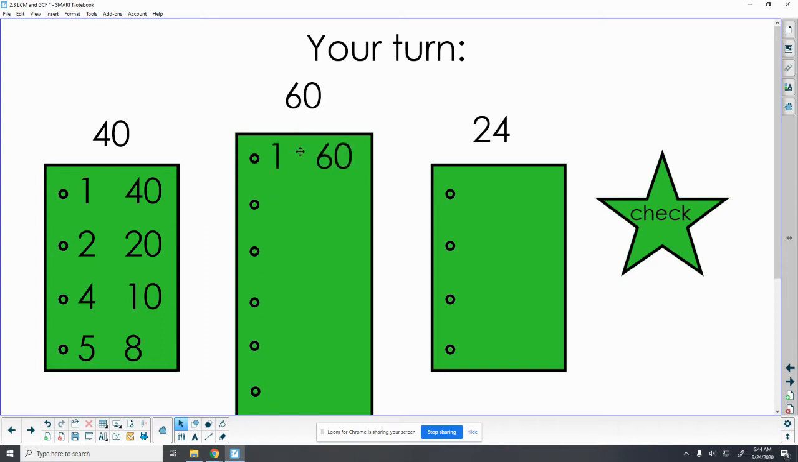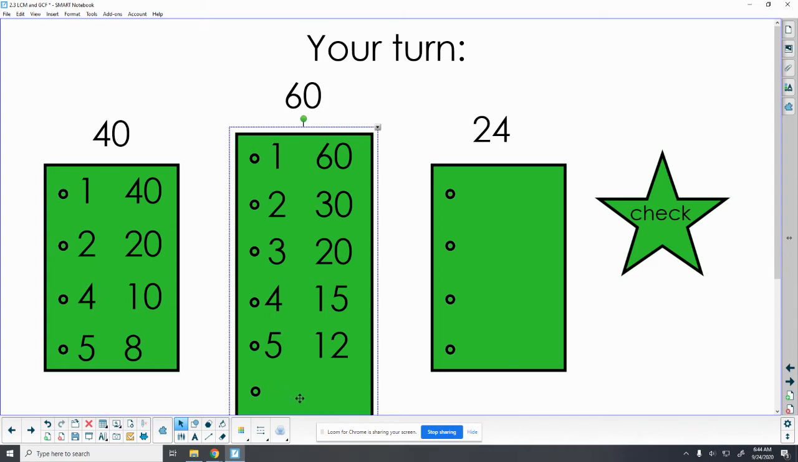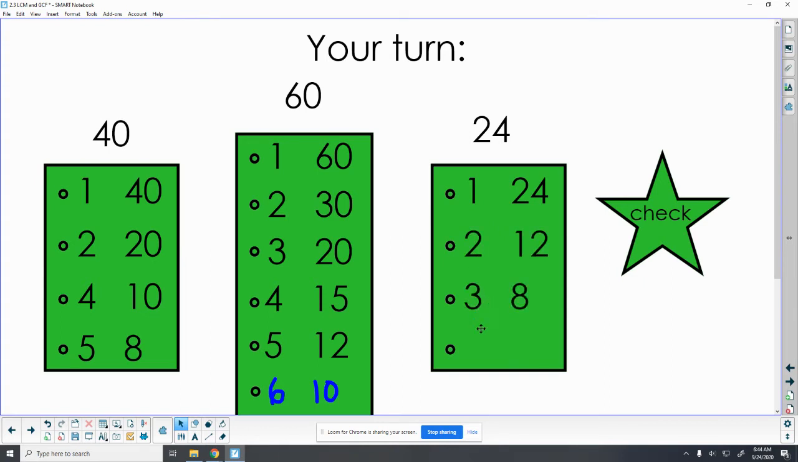So 1 and 60, 2 and 30, 3 and 20, 4 and 15. That's one a lot of people usually forget. 5 and 12, and 6 and 10. So 6 and 10 there. Okay, 24 has 1 and 24, 2 and 12, 3 and 8, 4 and 6.